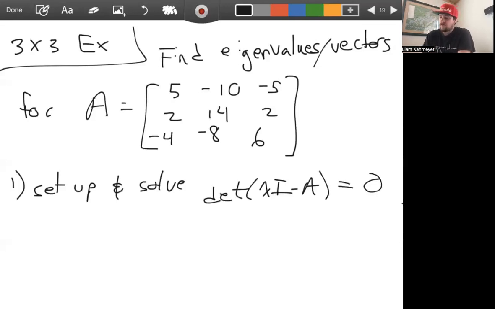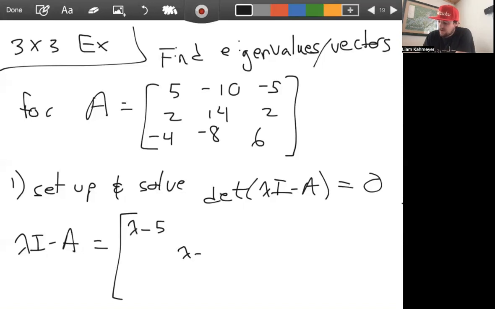So what do we have, right? I.e., we're trying to set up and solve our characteristic equation. Well, let's compute lambda I minus A. You can notice what this will be. You don't have to write this out every time. Well, the diagonal here, the a_ii entries, is just going to be lambda minus the entry of A. So we'll have lambda minus 5, lambda minus 14, lambda minus 6.